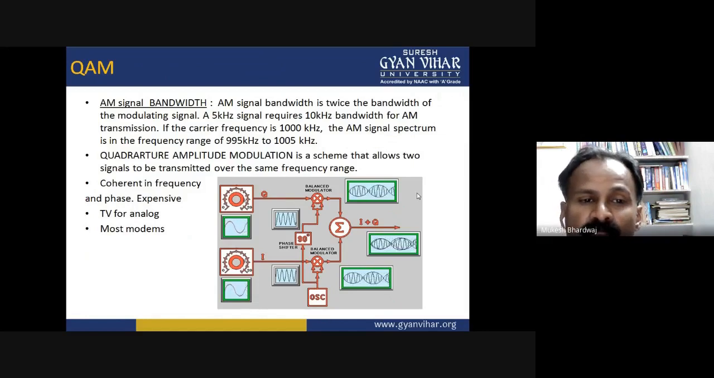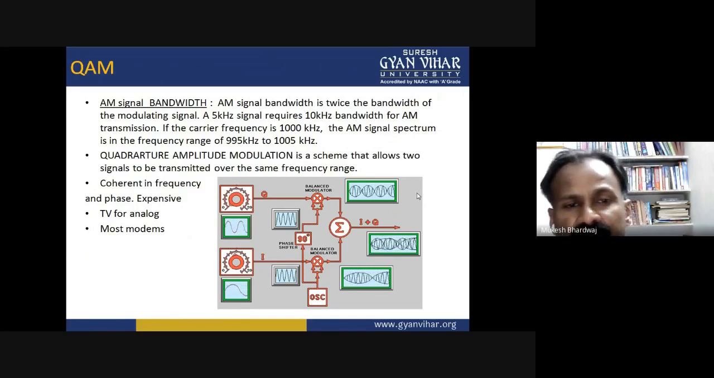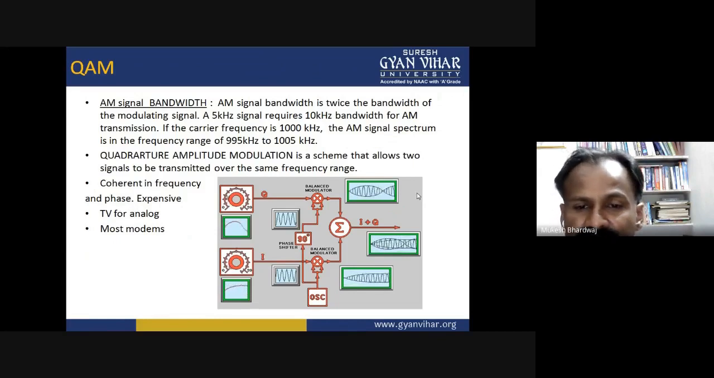range. The coherent in frequency and phase is expensive. TV for analog. Most modems work on the quadrature amplitude modulation system.